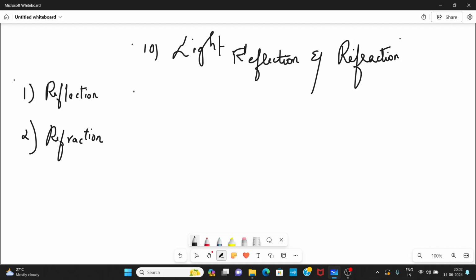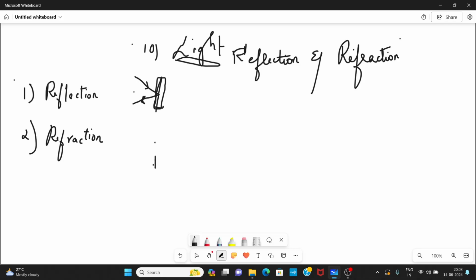Where does it happen? Reflection is nothing but this: if you have a surface, and the medium we are talking about in this lesson is light, and your light is incident on that surface and gets bounced back or reflected back, that phenomenon is known as reflection. So you have a surface and your incident medium is the light. If it gets bounced back by that surface, it is called reflection.